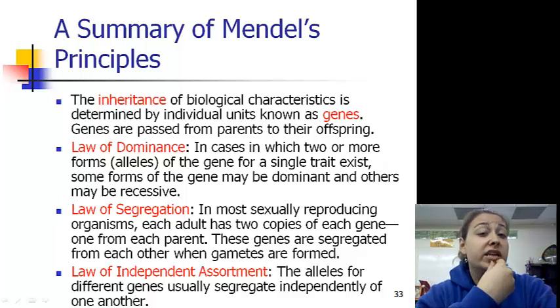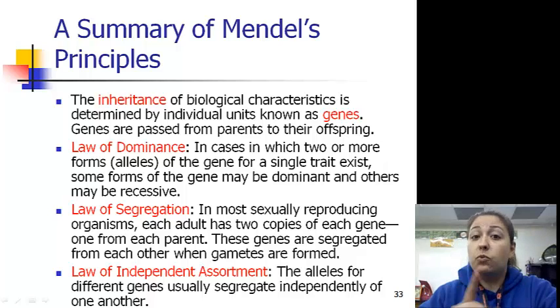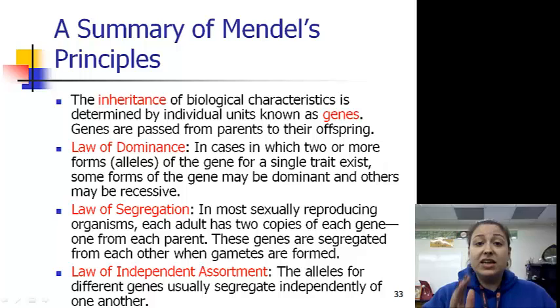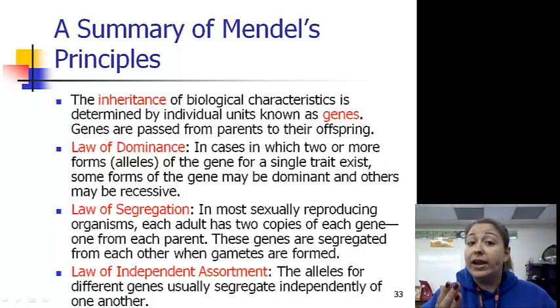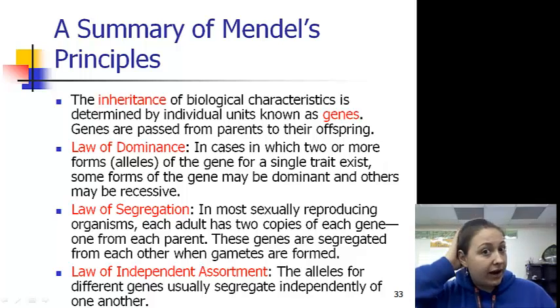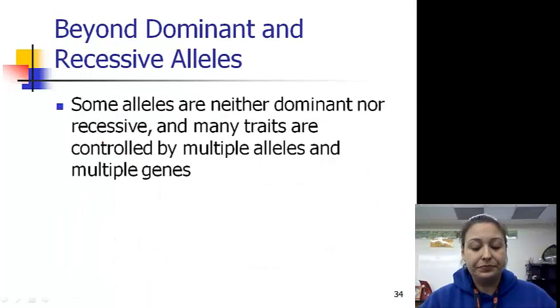Now the last law that he came up with is called the law of independent assortment, which says that alleles for different genes usually separate or segregate independently from each other, which means that just because you have brown hair does not mean that you will have brown eyes. Those two traits aren't always linked; they separate and become independent of each other.